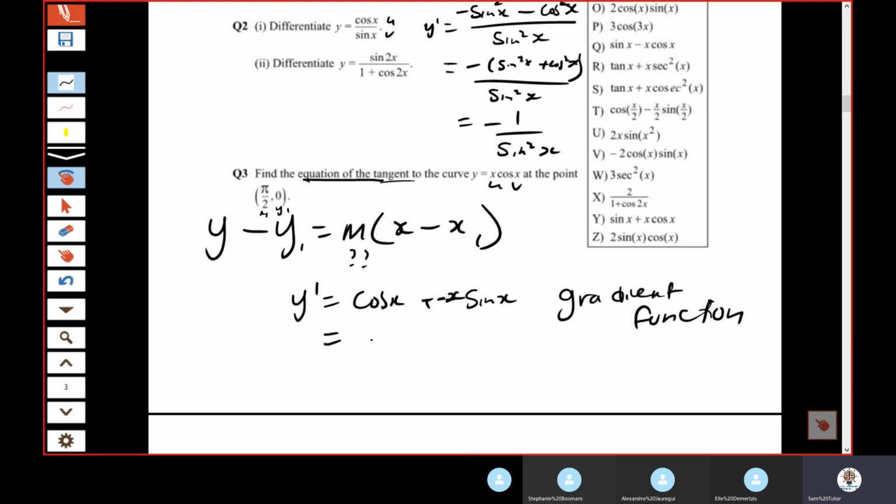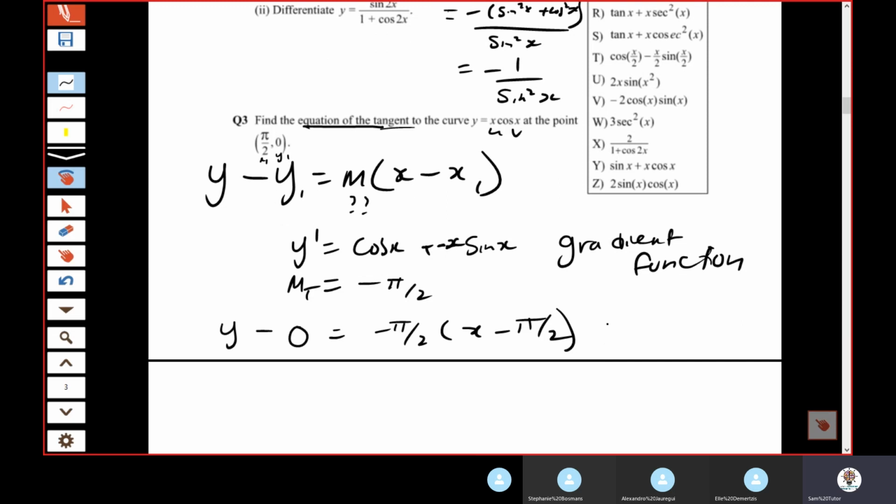Sub in 90, cos 90 is 0. And then negative 90 times sine 90. Sine 90 is 1. So the answer is negative pi on 2. That's your gradient for your tangent. And then of course just sub it in. y minus y1 equals m, x minus x1. See, HSC, full marks.